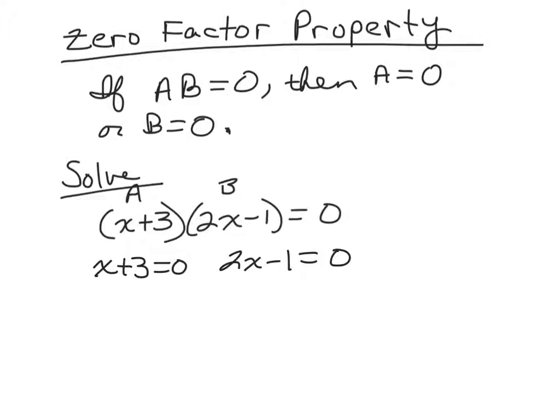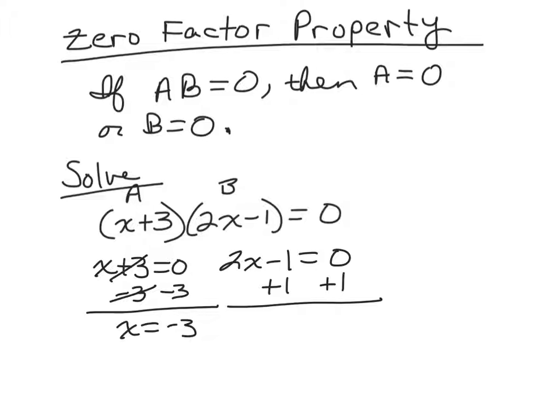Now, if x plus 3 is equal to 0, to get the x by itself, I'd have to subtract 3 from both sides. Get those to cancel on the left. I'd get x equal to negative 3. If 2x minus 1 was equal to 0, I could add 1 to both sides. Get negative 1 and 1 to cancel. So 2x would equal 1. And if I divided both of those by 2 then, get the 2's to cancel, x would also be equal to a half.